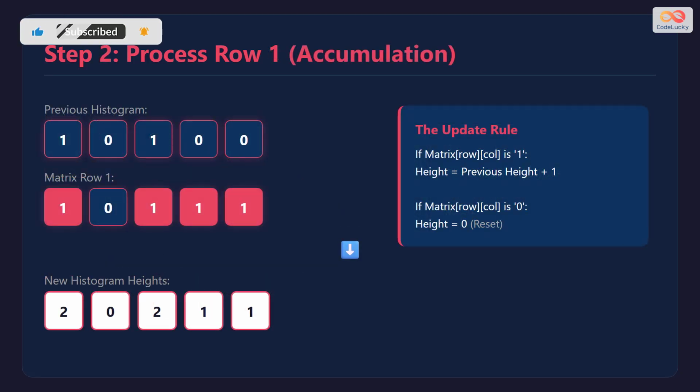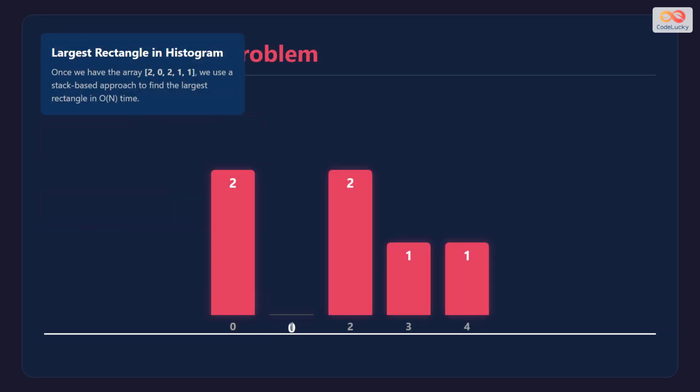Moving to the second row, we update our histogram. If a cell has a 1, we add it to the height from the previous row. However, if it contains a 0, the height resets to 0 immediately, breaking the rectangle. At each step, we have a histogram array. We can then apply the efficient largest rectangle in histogram algorithm, which typically uses a stack to solve the problem in linear time.